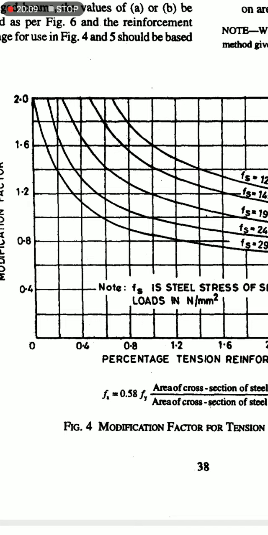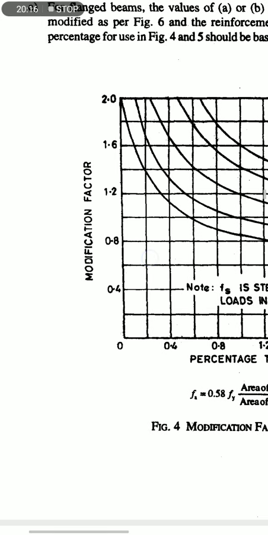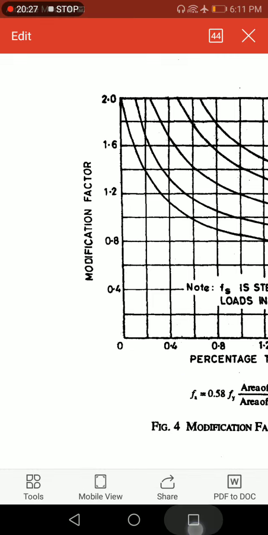So that vertical line touches the fs equal to 240 curve, then the corresponding y value, the modification factor, that is the Kt value, will be read out. Okay, so this is 1.25. This is 1.25.